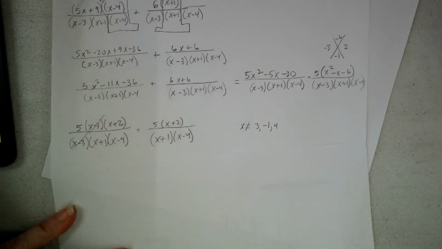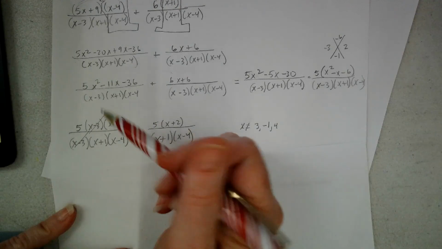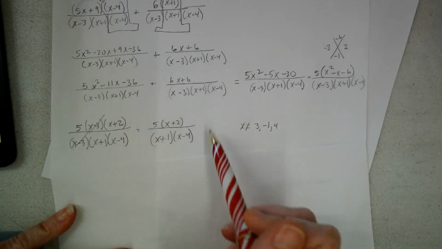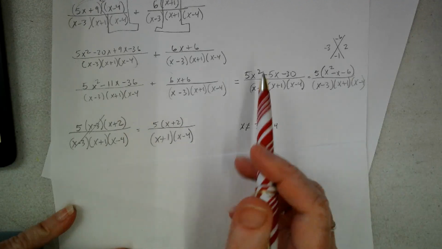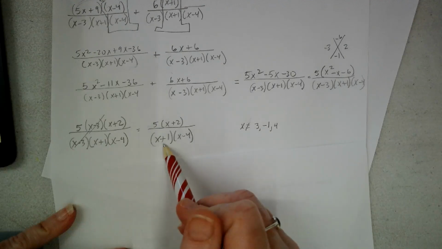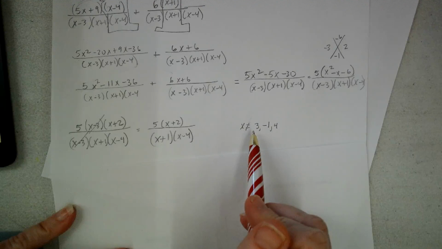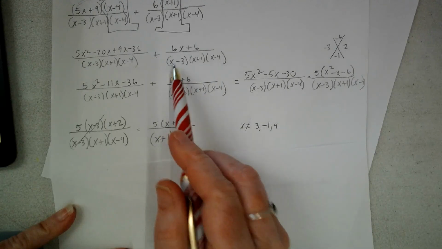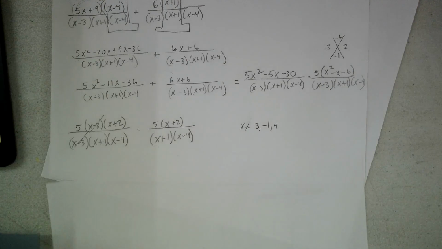The only thing that canceled out was the x minus 3s. But I'm just left with this. And then I go through and I look. I see that -1 would zero out right here, 4 would zero out right here, and then up here, 3. So those are the ones I found to exclude.